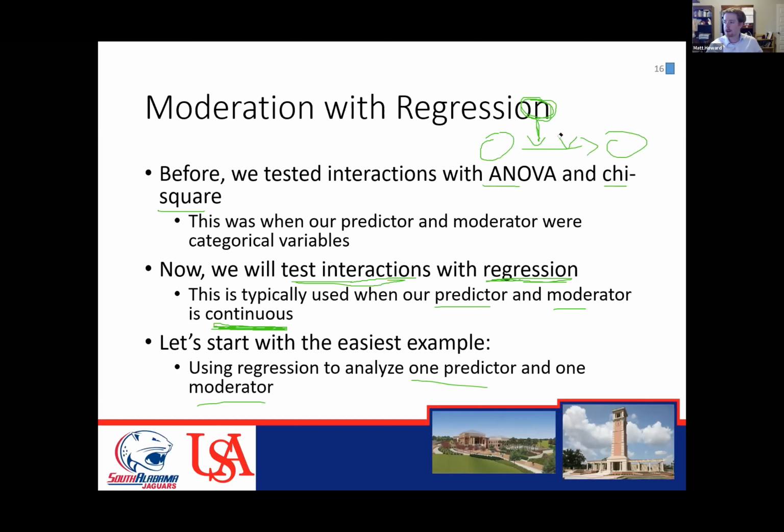We can even use regression to test something like this, a moderating effect that has its own moderating effect. We would call that a three-way moderation. We could once again test that with regression. But for this class, we're going to keep it simple. If we're going to test moderation with regression, we're going to keep it with the simplest model, which is this right here. Just one predictor, one outcome, and one moderator.